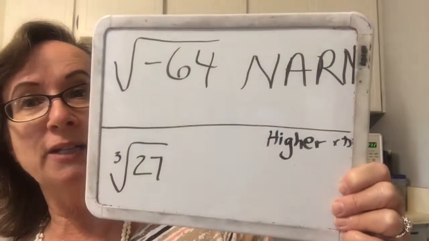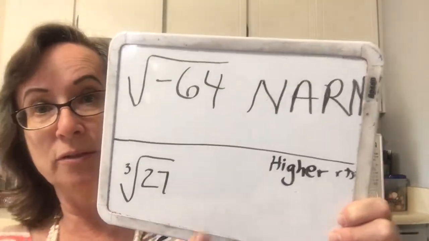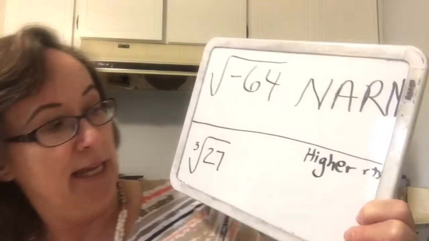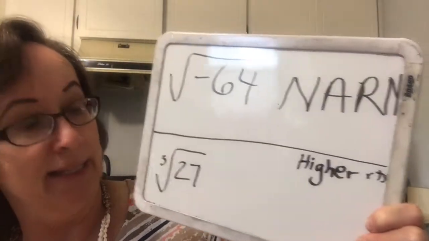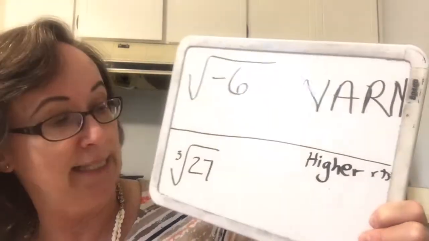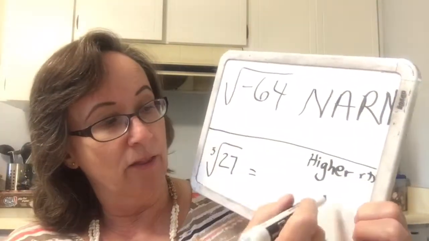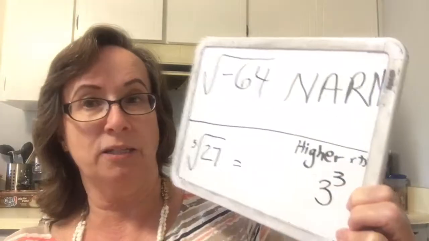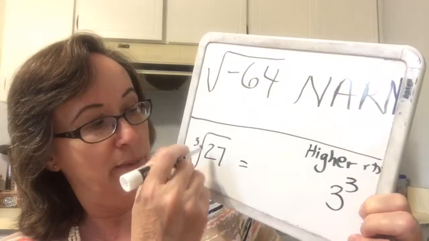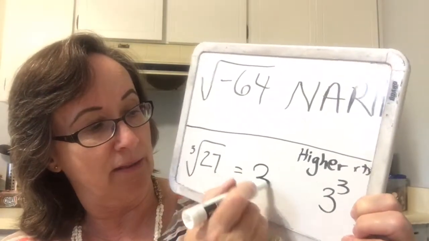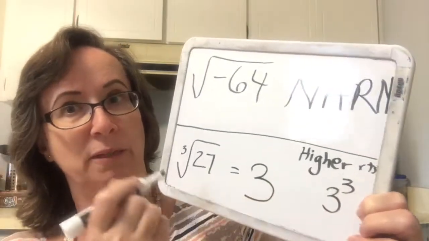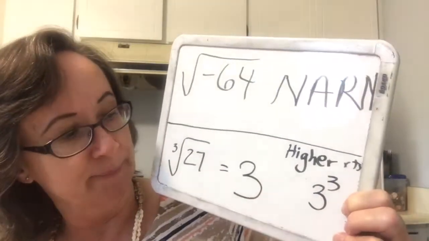So then we move on to higher roots. Now we're talking about higher roots, and the first one we're going to talk about is the cubic root of 27. All right, so I know that 3 cubed is 27. So the cubic root of 27 is 3 because 3 cubed gives me 27.